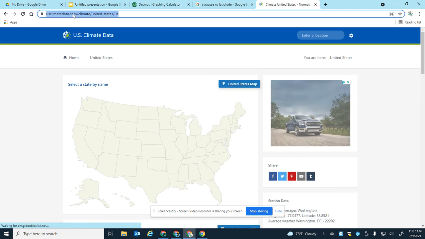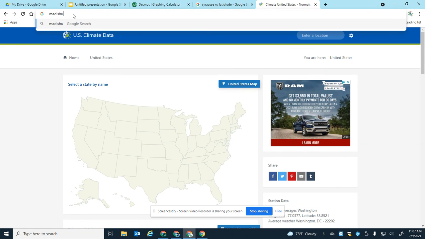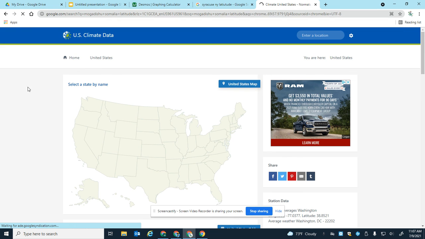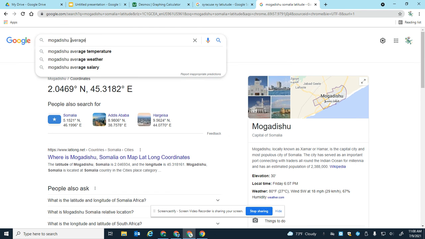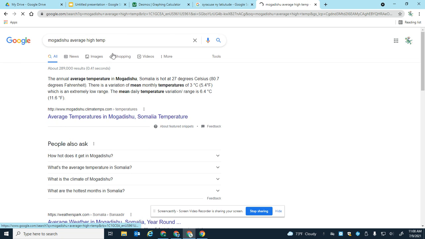So you can still look it up online. Like, what about Mogadishu, Somalia? Which I can spell. Mogadishu, Somalia, latitude. It's 2 degrees north of the equator. That is crazy. And average high temp. Average temperature in Somalia is 80.7 degrees Fahrenheit. So in general, it's 81 degrees Fahrenheit and 2. That's a really fun data point: 2, comma, 80.7. That shows you that Syracuse is further north and has a lower temp on average. That makes a lot of sense.